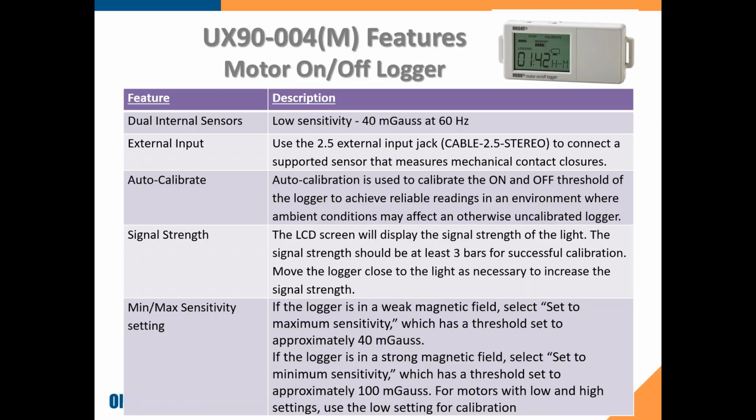It's very similar to the way the UX90-002 works when it comes to auto calibrate. You can set that threshold, signal strength the same way, and of course that min-max sensitivity setting does carry through on the 004 as well as the 002. And pretty much on any of these UX90 data loggers, you can do this.